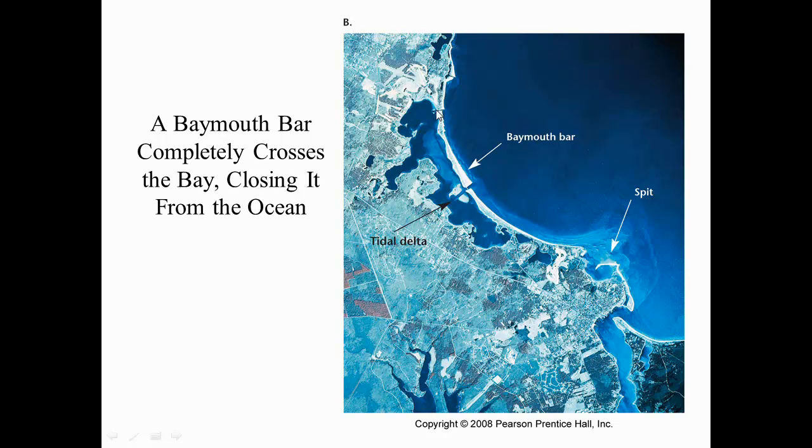On the other hand, further up in this upper part of the diagram, we have what's called a baymouth bar. A baymouth bar is simply a ridge of sand that completely crosses the bay, closing it off from the ocean. Of course, we can get little breaches in the baymouth bar in what are called tidal inlets. And these in turn can produce these little tidal deltas that we'll look at in a little bit more detail.